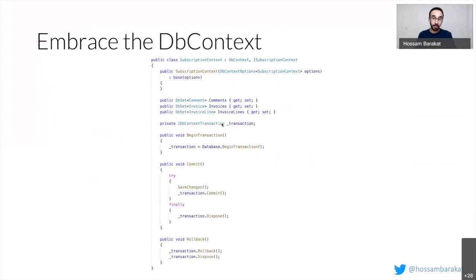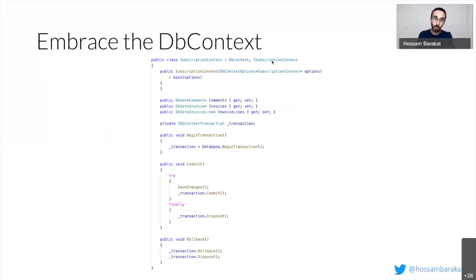And in that, we can have all sorts of methods like begin transaction, commit, rollback, whatever we want, we can just add it in here. And from a testing perspective, we can make that subscription context inherit from an interface so that I can test different behaviors for my DbContext. So this will help us with the unit of work and getting around that save method that existed in the repository.